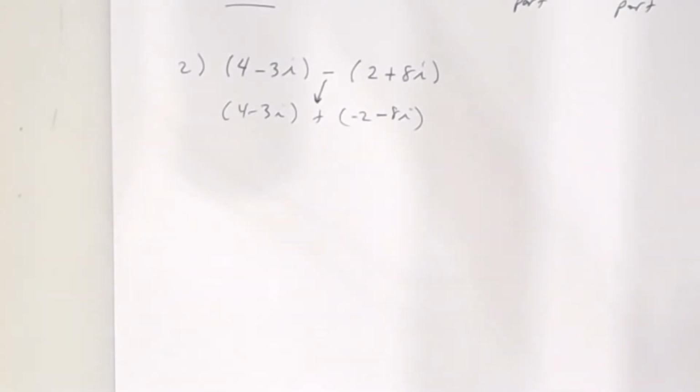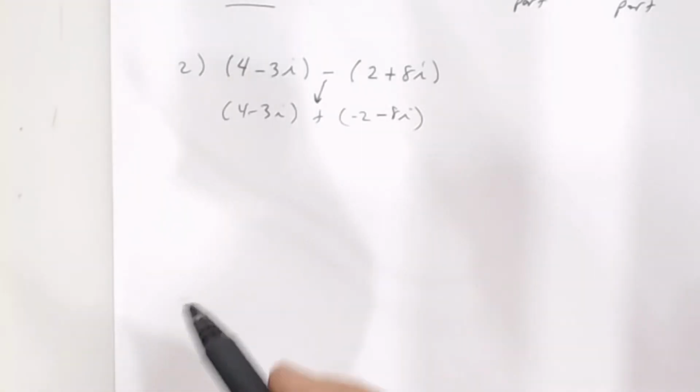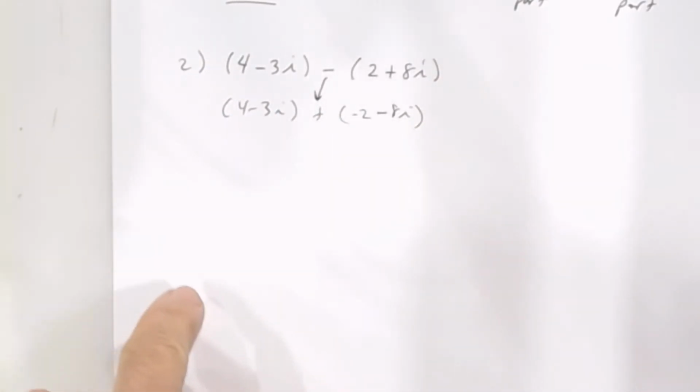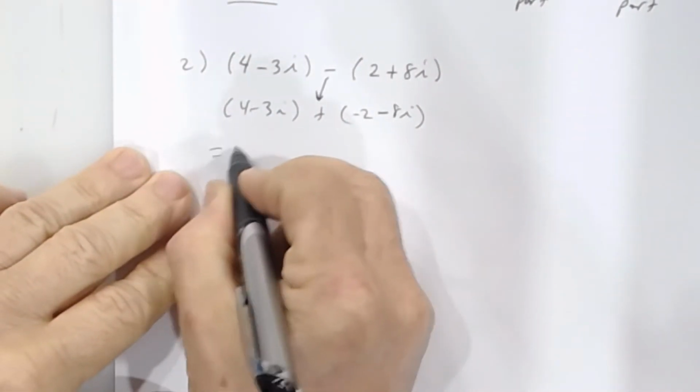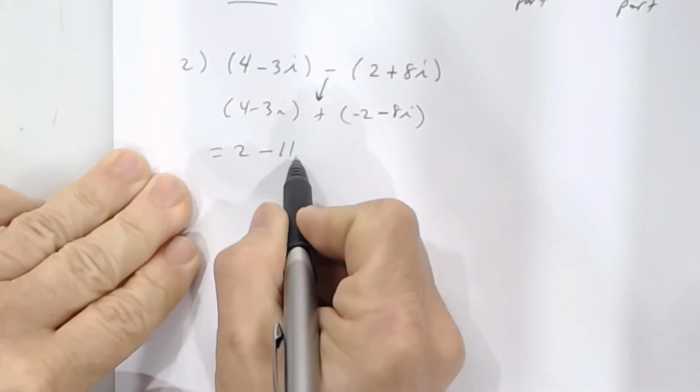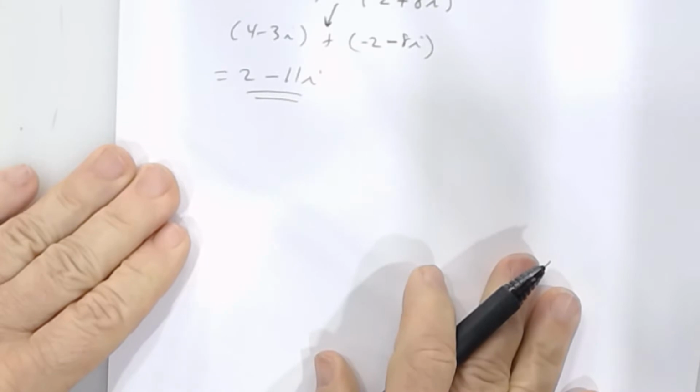Now what's the answer, do you think? 2 what? Minus what? 11i, very good. So you're going to add your real parts together, and remember, put it in standard form, so do the real parts first. What's 4 plus a negative 2? 2. What's a negative 3i and a negative 8i? Negative 11i. That's all you do.